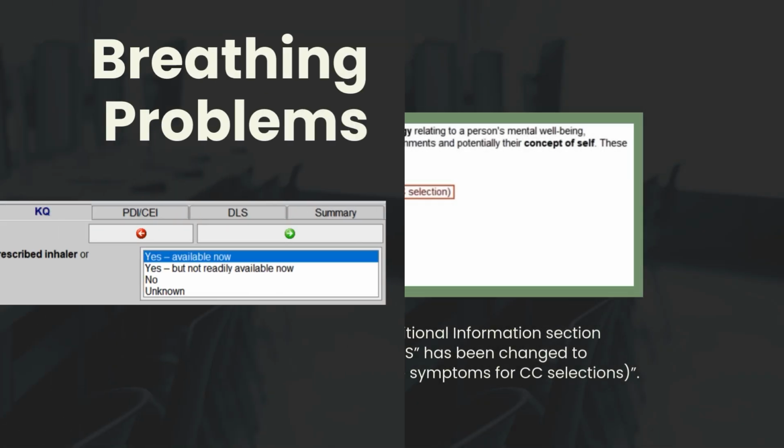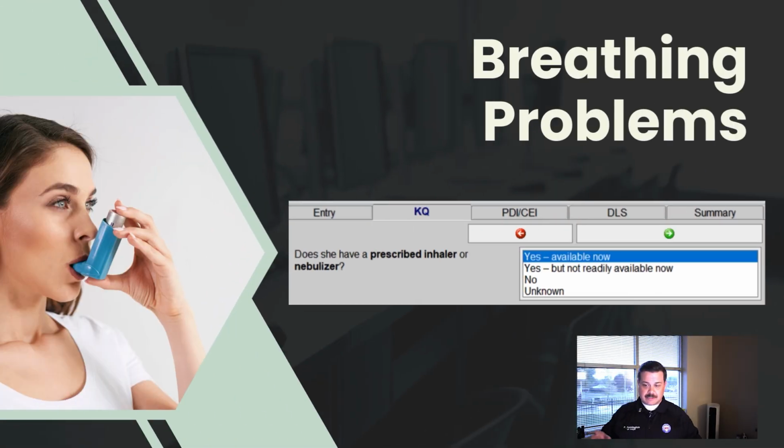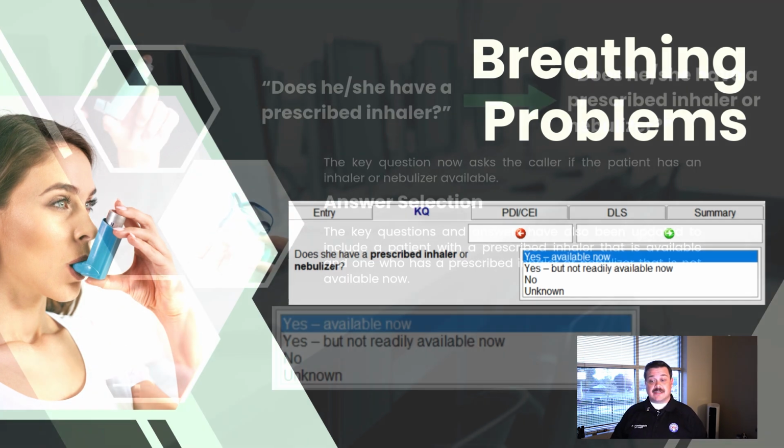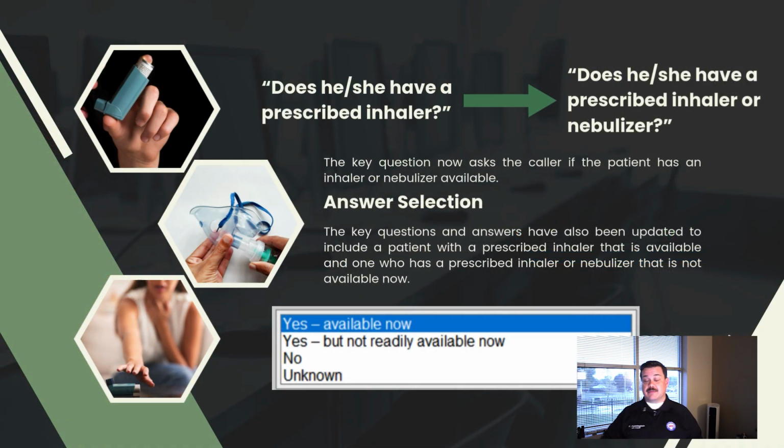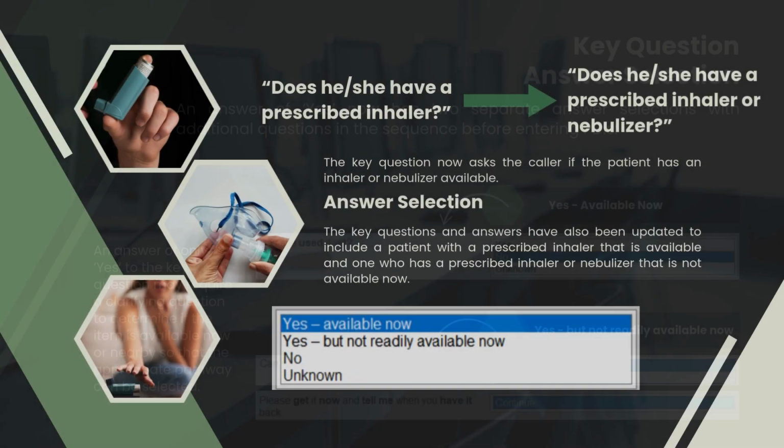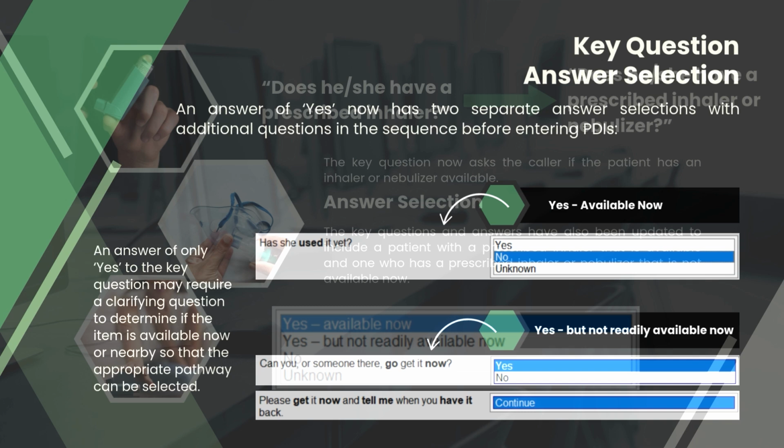Moving forward to the breathing problems protocol, specifically key question 6, which now asks about a nebulizer as well. Note that the answers reflect whether either the inhaler or nebulizer is readily available. Based on the selected answers, protocol may now direct a person to retrieve the inhaler or nebulizer and tell you when they have it.